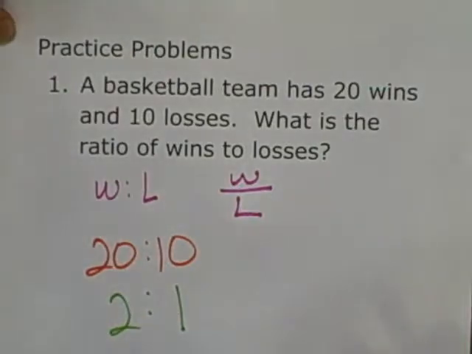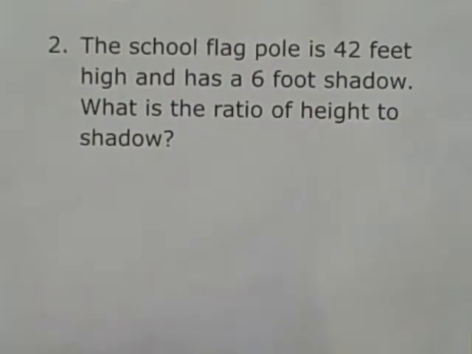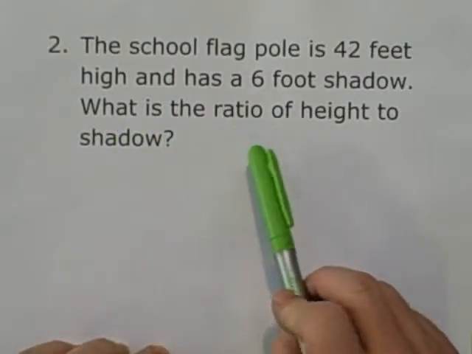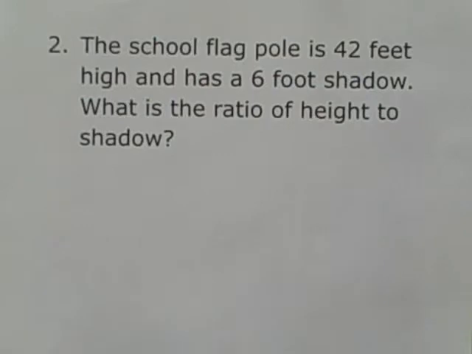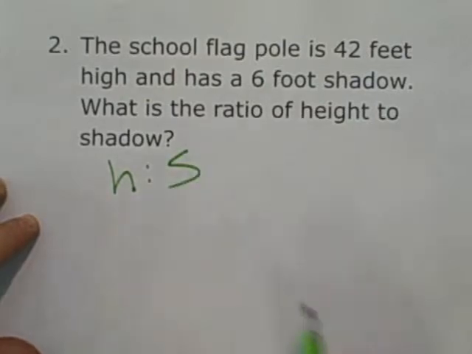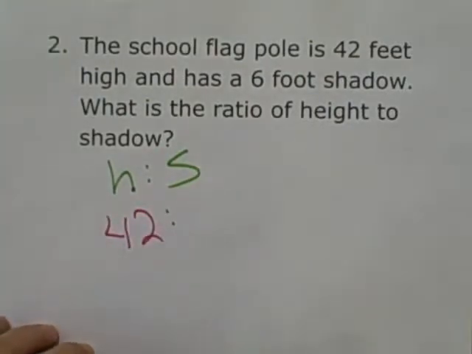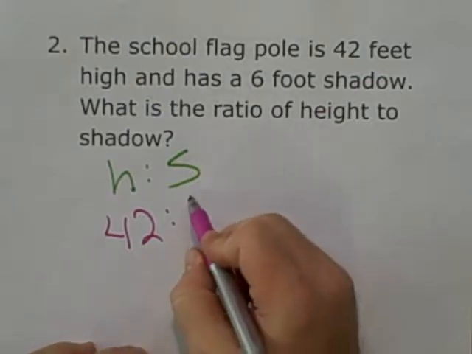Let's look at another practice problem. This problem here says that the school flagpole is 42 feet high and has a 6-foot shadow. So what is the ratio of height to the shadow? So again, I'm going to write my ratio. I'm comparing height to shadow. And the height of the flagpole is 42 feet. So I'm going to start with 42. And I'm going to compare that to the shadow, which is 6.